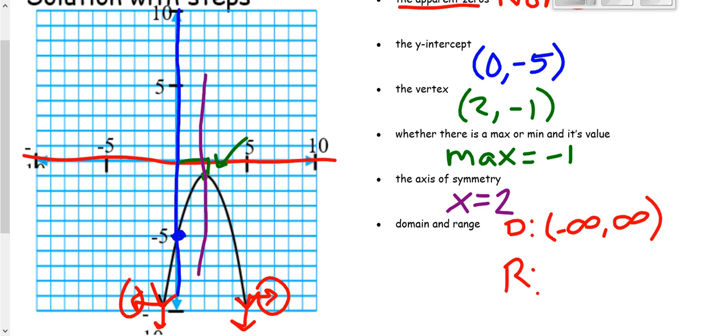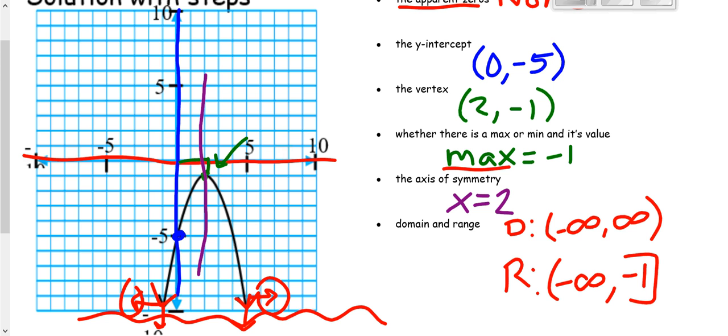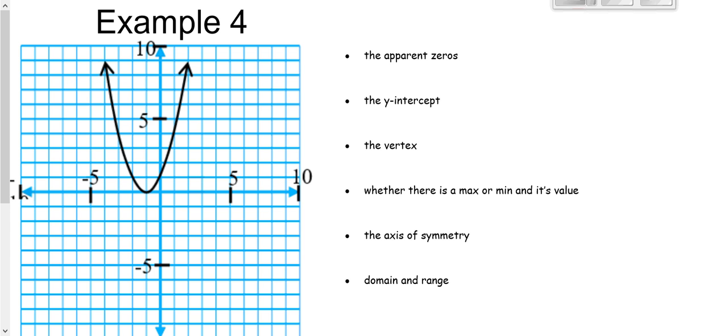Then the range, we always start at the lowest point. So the lowest point here would be those arrows, and arrows that are going down tell us that it's going to negative infinity, but it's not going up to positive infinity. What's our highest point? Remember, we had a maximum, and that maximum was -1. That means that that is the maximum height we can reach in this function. So our range goes from negative infinity to -1.